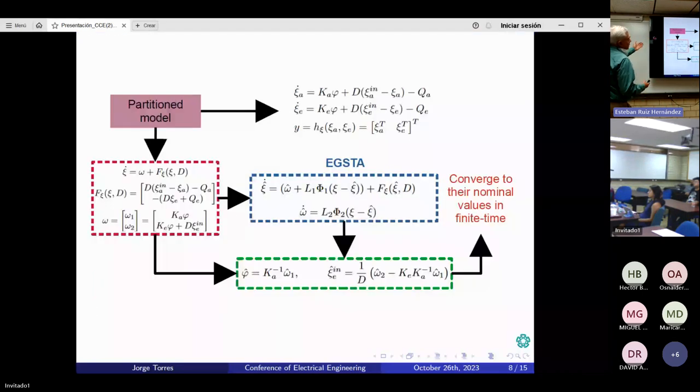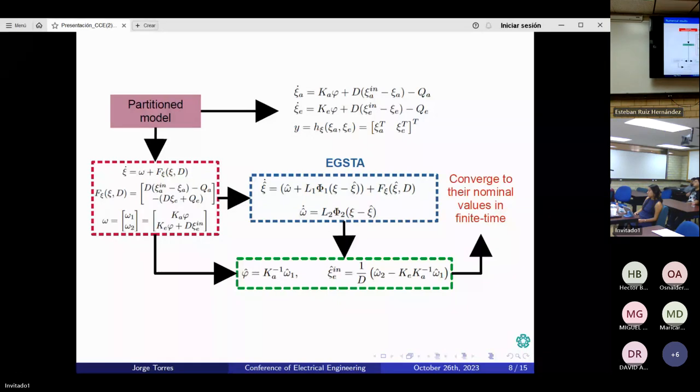This is how we can do this. This is the composite system. It's also a very interesting step here. We can define some extra variables in order to simplify the problem. And as a matter of fact, we can estimate simultaneously the reaction rates and the external perturbation in this way. If this holds, as a matter of fact, this algorithm converges in finite time to the nominal values. Okay, we can determine it.